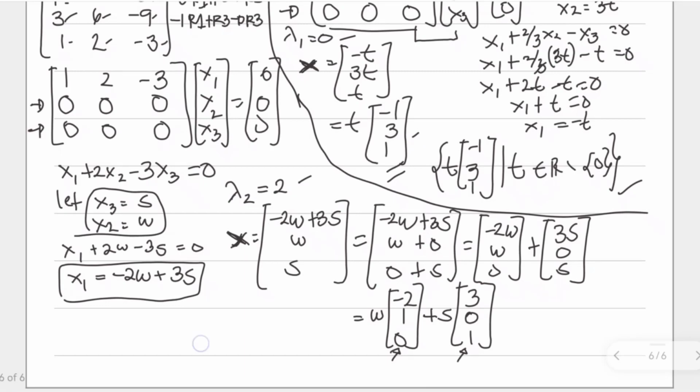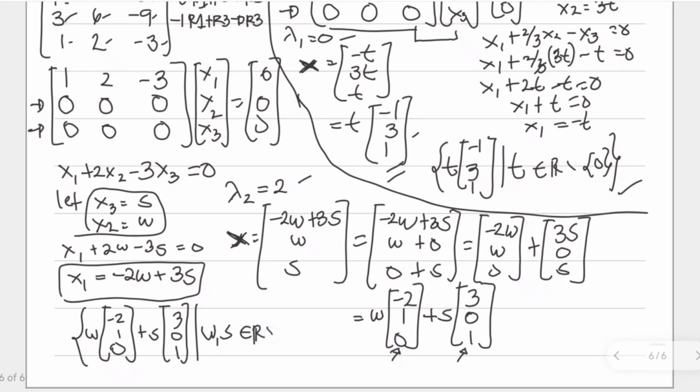So for our eigenspace, we can simply combine them into one. Your eigenspace is the set of w times -2, 1, 0 plus s times 3, 0, 1 such that w and s are elements of the real numbers but not an element of the set containing 0. These are the eigenspace and eigenvectors for your eigenvalue, which is 2.